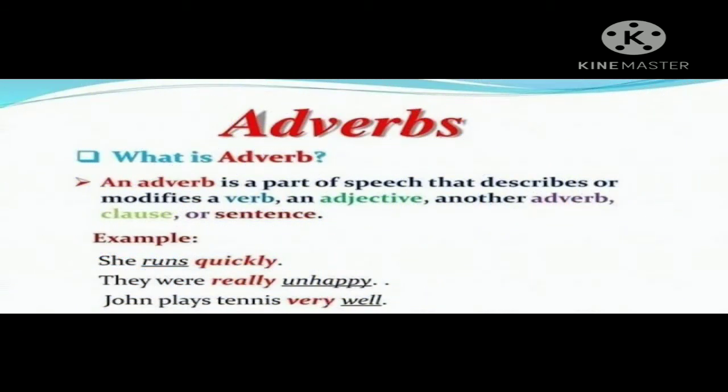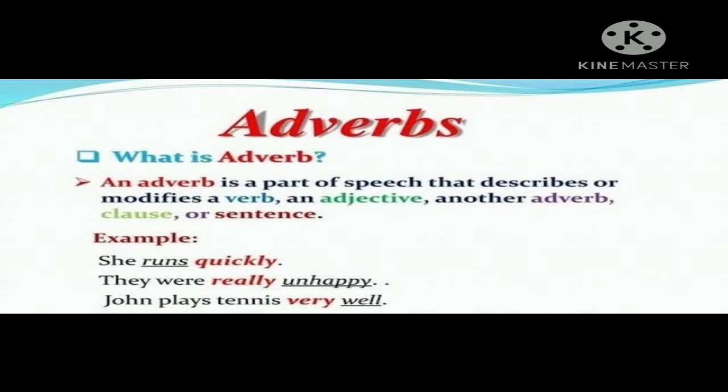For example, in the sentence "she runs quickly," quickly is the adverb which talks about the verb run. How does she run? She runs quickly. So quickly is the adverb. Next example is, "they were really unhappy." Here, the word unhappy is the adjective and the word really is describing the adjective unhappy. So really is the adverb.